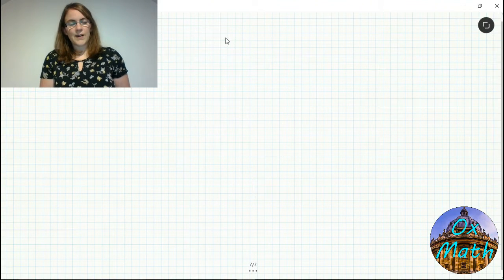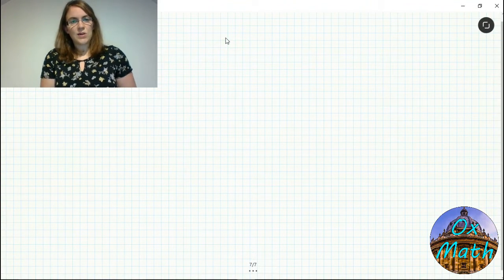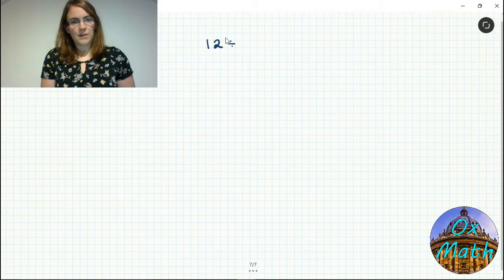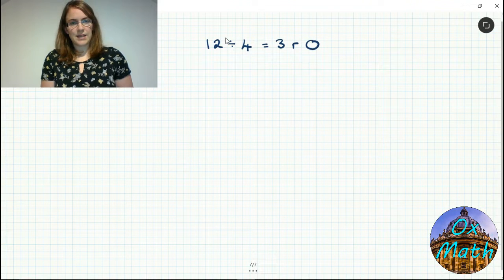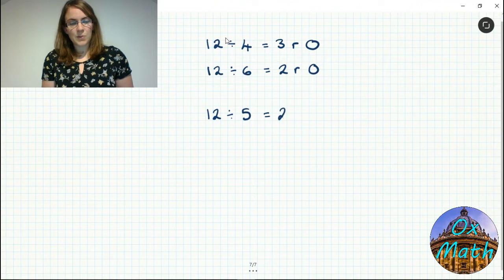A factor is something that goes in exactly. So for example, if I do 12 divided by 4, that is 3, and it goes in exactly, so the remainder is 0. If I pick another factor, 12 divided by 6, that would be 2, again remainder 0. If I pick something that's not a factor, so 5, that goes in twice with a remainder of 2. 2 lots of 5 make 10, so we've got a remainder of 2. So this is what's important here. If it is a factor, the remainder is 0.